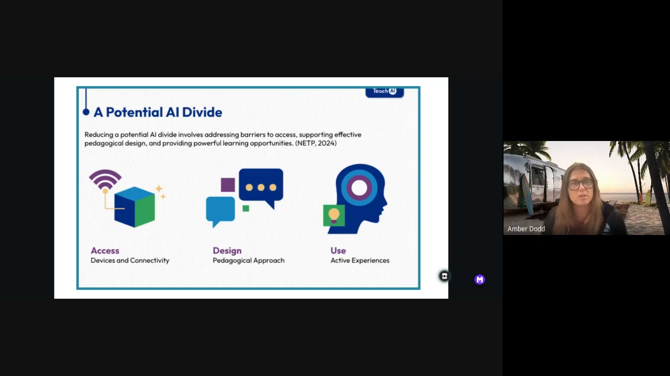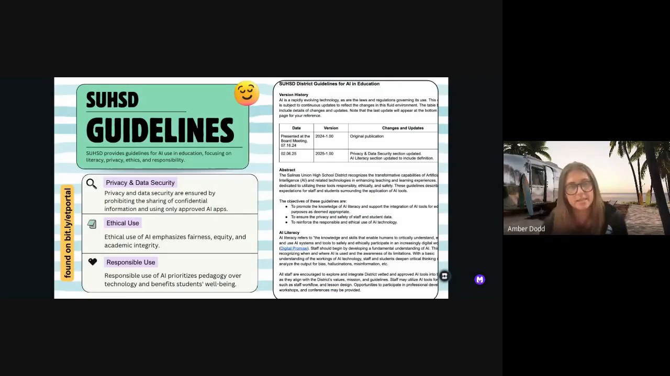So making sure that we're not just sitting them in front of a computer, but that we're actively engaging students with technology and creativity and things like that. Those are a lot of the things that we have kept in mind as we have had conversations in this district about AI and usage and all that. And the number one thing that has been our priority has been safety.